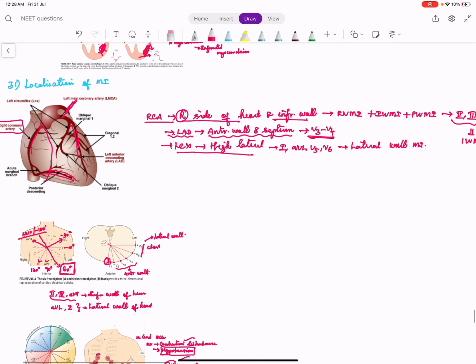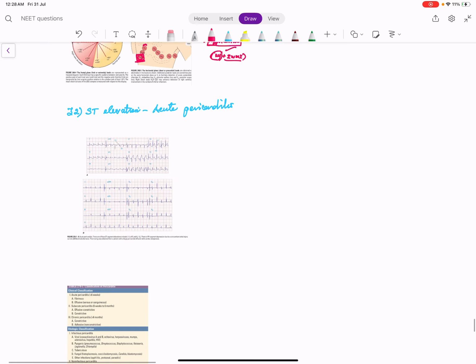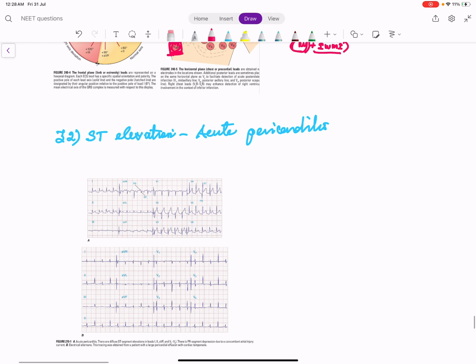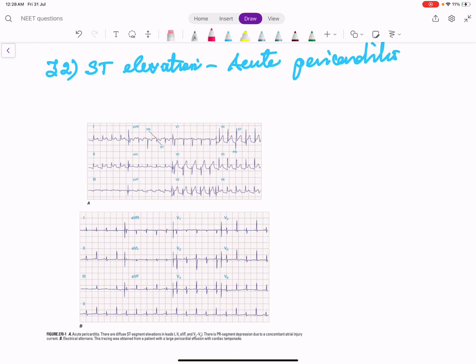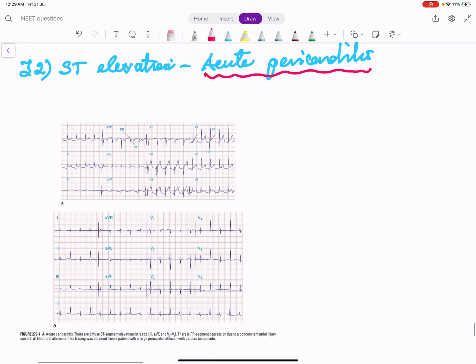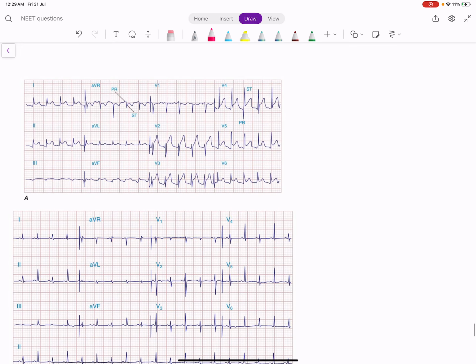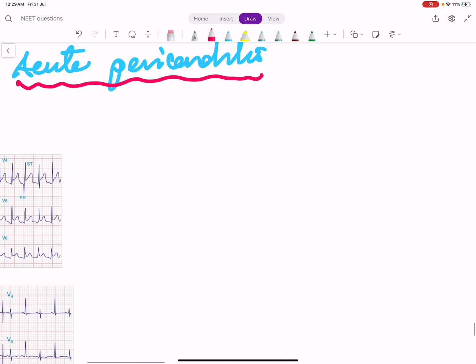Okay. So among causes of ST elevation, we finished discussing about the myocardial infarction ST elevation. Another condition which causes ST elevation is acute pericarditis. Pericarditis is inflammation of the pericardium. How will you differentiate ST elevation of MI versus ST elevation of pericarditis?